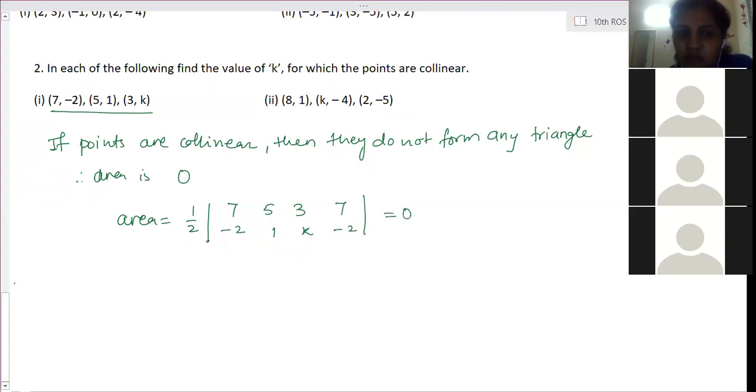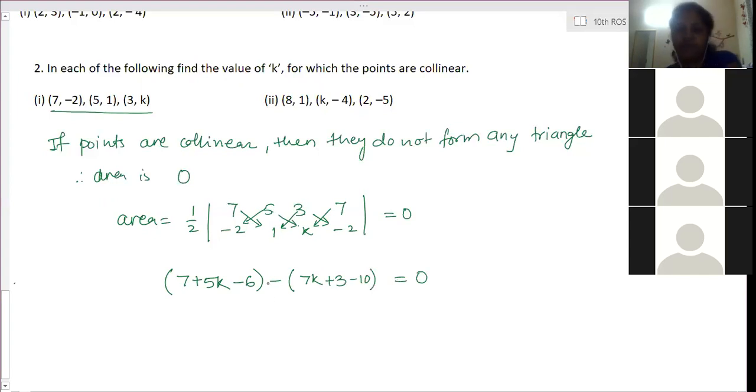So this 1 by 2 will go to the other side. 0 divided by 1 by 2 is 0. So 1 by 2 is gone. Now only this part equal to 0 we have to solve. So it is 7 into 1, 7, 5 into k, 5k, plus 3 into minus 2 is minus 6, minus reverse cross 7k, 3 into 1 is 3, 5 into minus 2 is minus 10. This is equal to 0.